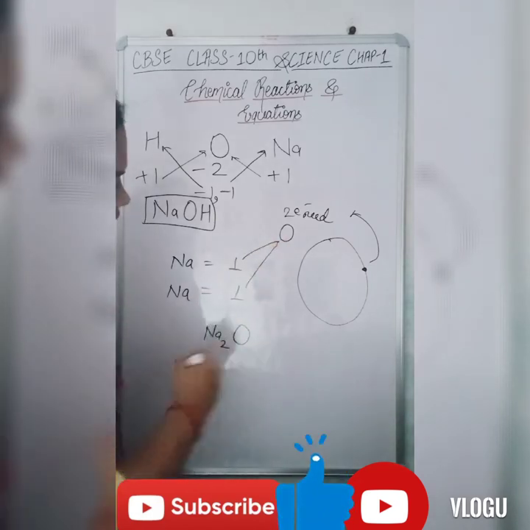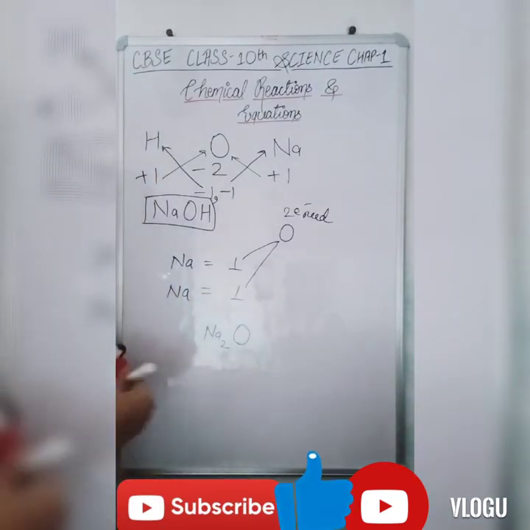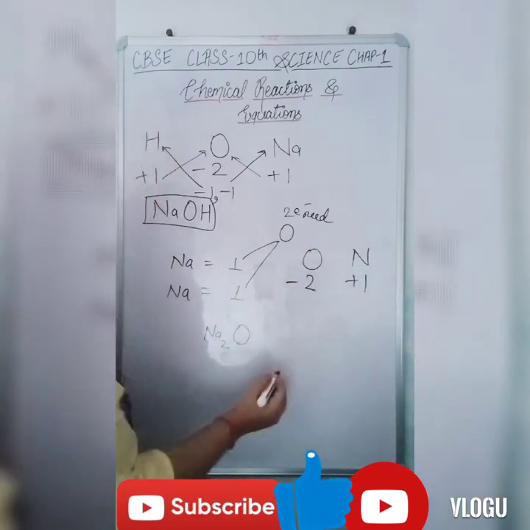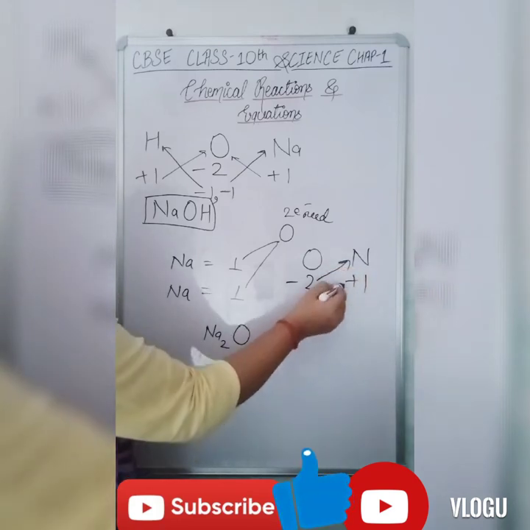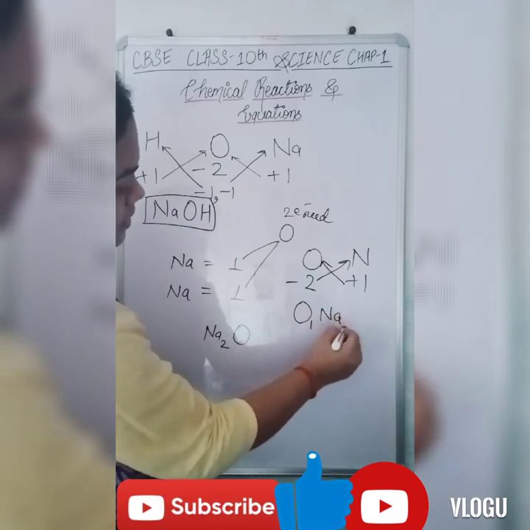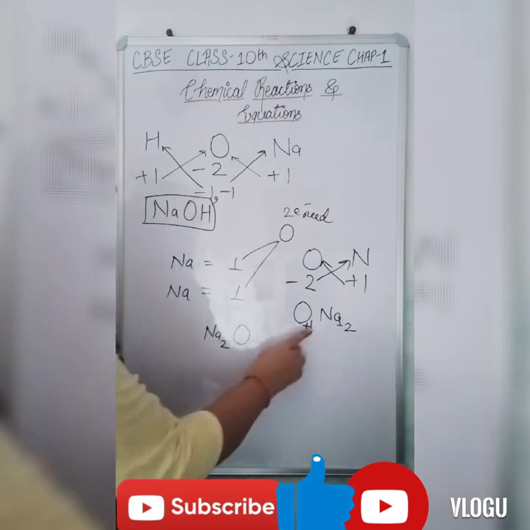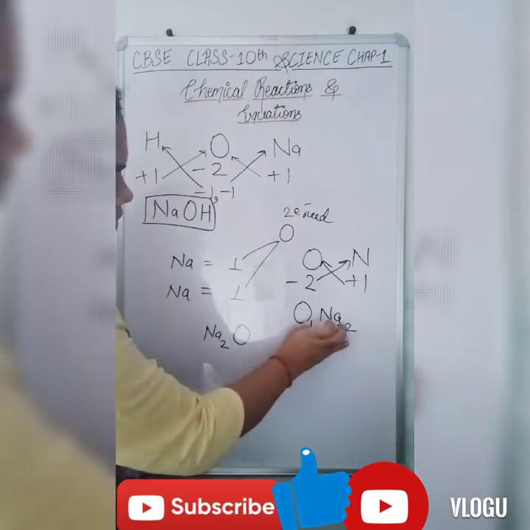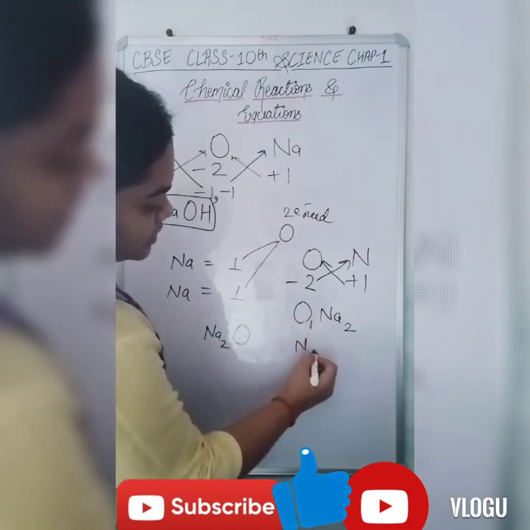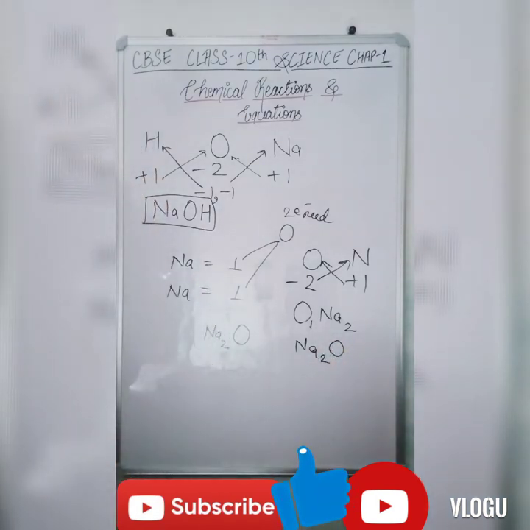It can also be written here as oxygen minus 2, sodium has plus 1. So this minus 2 goes to Na, this plus 1 goes to oxygen. So it can be written as, but in writing chemical formulas we don't write the symbols, we just write the formula, and it is more correct to write it like this, Na2O. This is called sodium oxide.